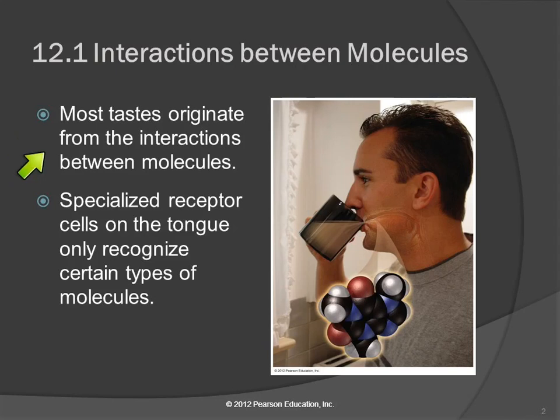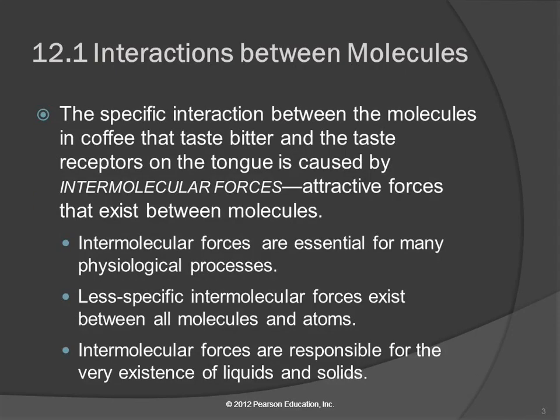But most taste actually originates from interactions between molecules: the molecules in the food and specialized cells on your tongue. And they only recognize certain types of molecules. You may have learned that there are different areas of your tongue that are better at tasting salty or sweet or bitter, etc. That's because there's a greater concentration of those particular specialized cells. So we're going to look at the interaction between molecules.